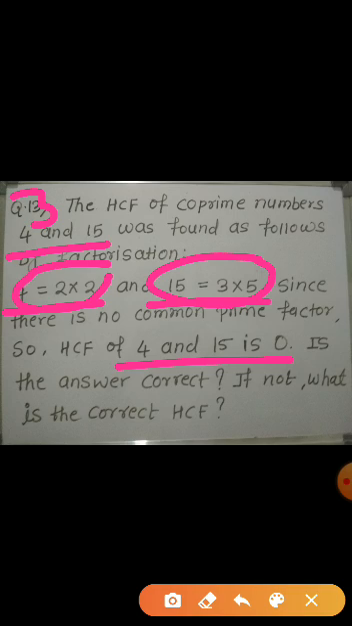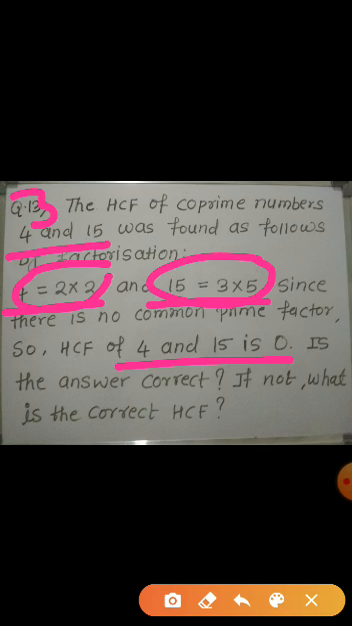So, according to them, what did they say? As there is no common prime factor between 4 and 15, their HCF will become 0. So you have to tell them whether this answer is correct or not. If not, then what is the correct HCF? So what do you think, children? What would be the HCF of 4 and 15? Is it correct?